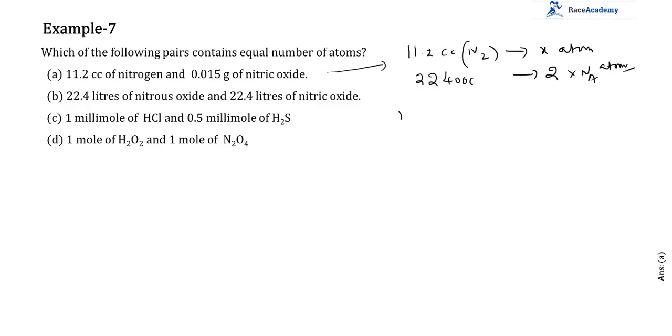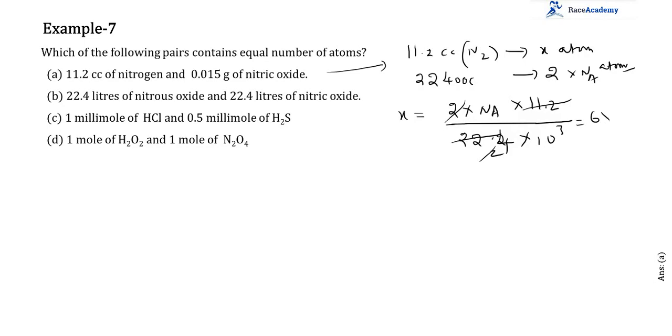So x is equal to 2 into Avogadro number into 11.2 divided by 22.4 into 10 cube. It can cancel 2 times. The 2 will get cancelled. You will get 6 into 10 to the power of 20 atoms approximately. This is the nitrogen case.